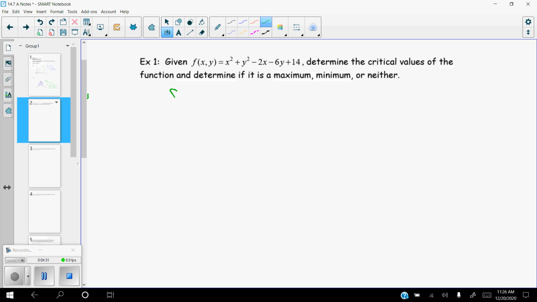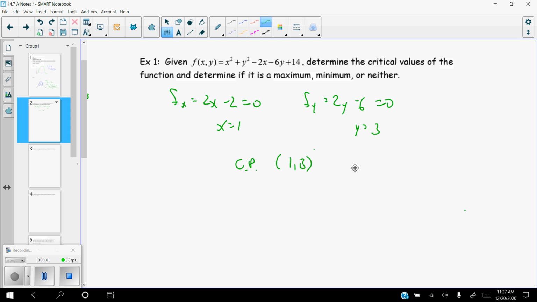So let's take the partial derivative with respect to x, which is going to be 2x minus 2, and we have to set that equal to 0. Solving that, you would add 2 and divide by 2, and you get that x equals 1. We also have to do the same thing in the y direction. So the partial with respect to y is going to be 2y minus 6. Setting that equal to 0, add the 6 and divide by 2, you would get that y equals 3. So now we have a critical point. Our critical point is the point (1, 3).